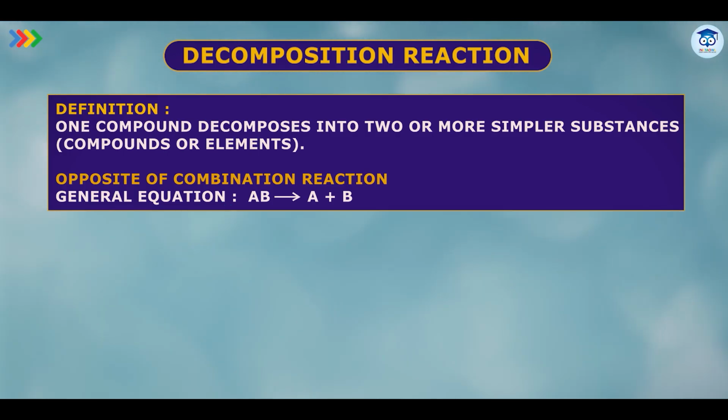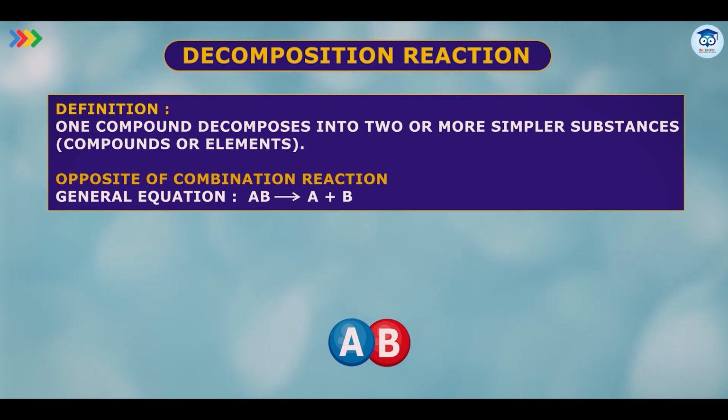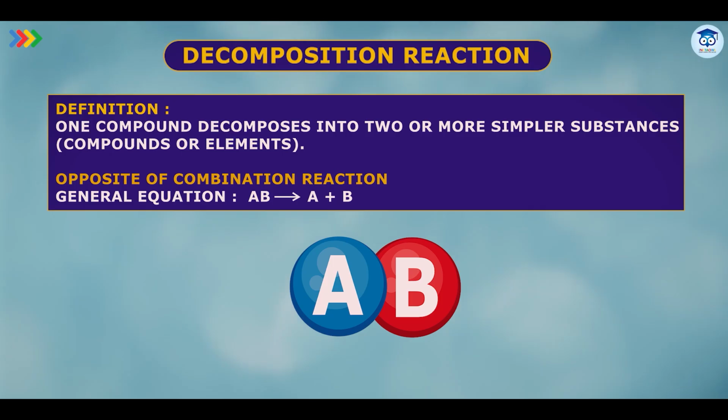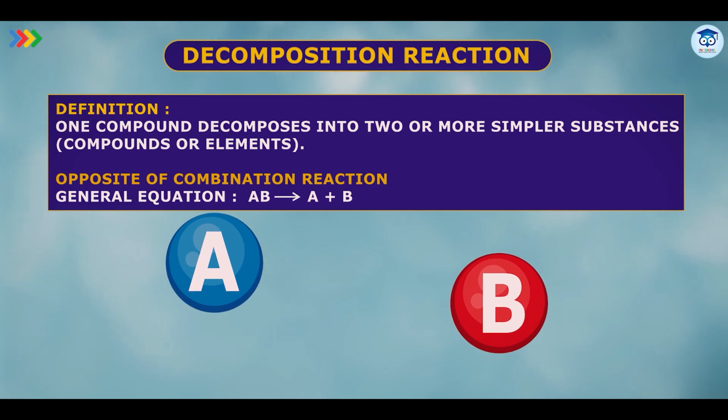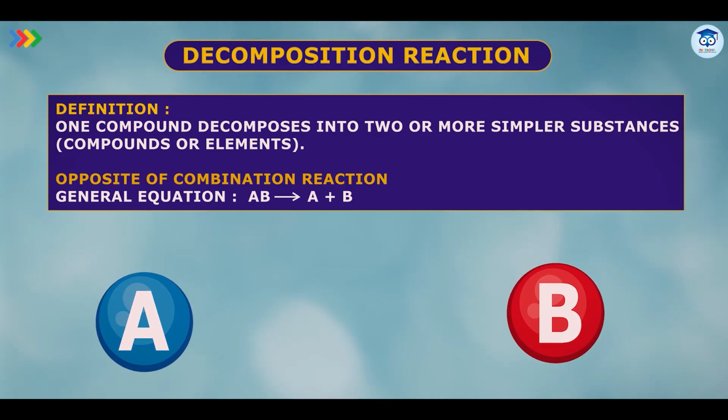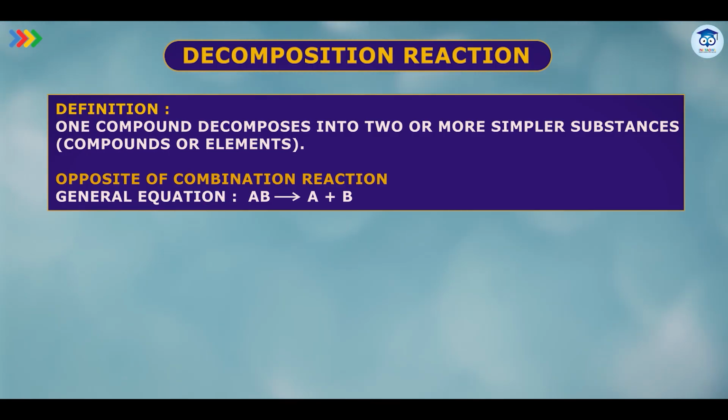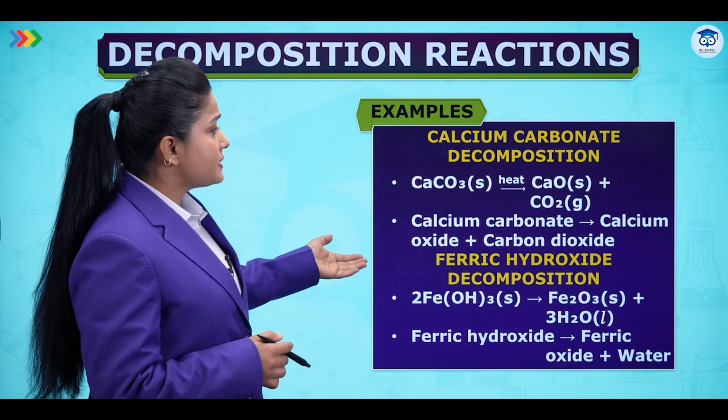Now we can see that the general equation will be that a chemical compound taken initially, using a source of energy, will be broken down into its simpler form. So when AB is broken down, we are getting A and B. And whatever our conditions, the source of energy, we'll mention on this arrow. In coming slides, we'll discuss those categories. Based on the type of source of energy we are utilizing, we'll have different types of decomposition reaction. Let's discuss some of the examples first.